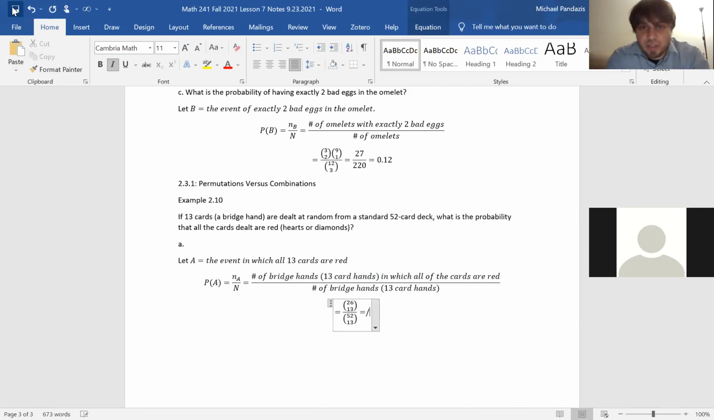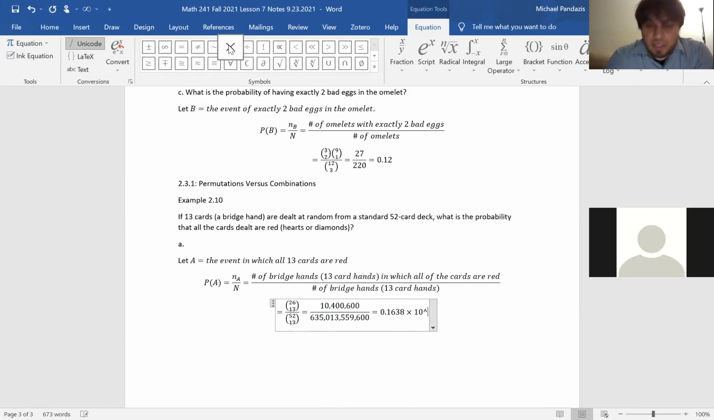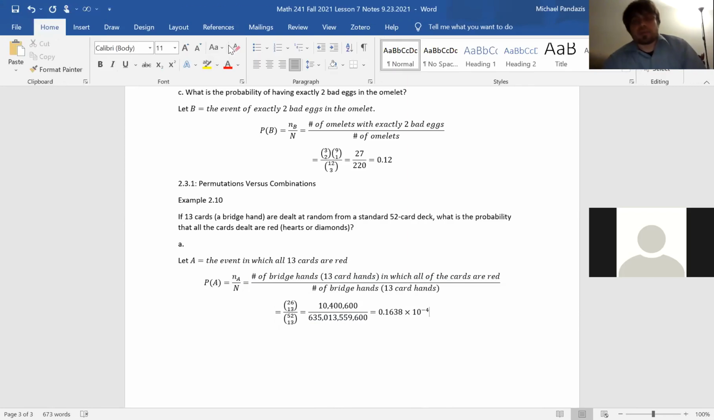Okay, and then if you calculate each of these numbers, 26C13 is equal to 10,400,600, and 52C13 is equal to 635,013,559,600. And so you divide those two, and you get 0.1638 times 10 raised to the negative fourth power.